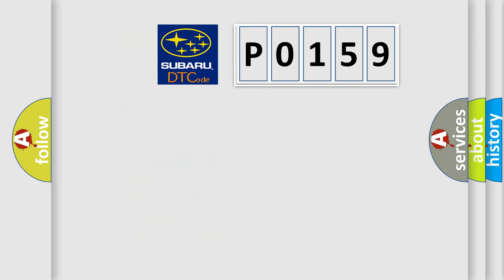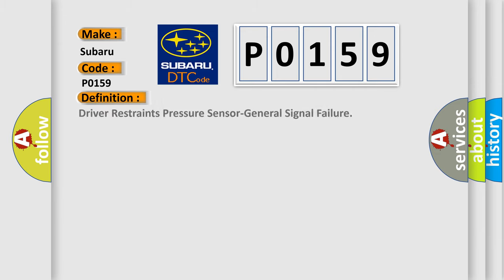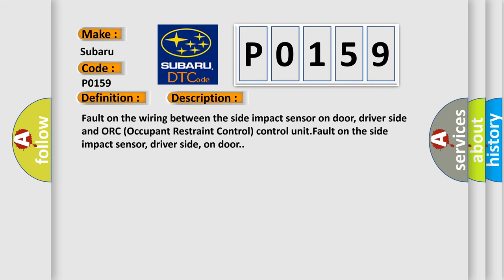So, what does the diagnostic trouble code P0159 specifically mean for Subaru vehicles? The basic definition is driver restraint pressure sensor general signal failure. And now this is a short description of this DTC code. Fault on the wiring between the side impact sensor on door, driver side, and/or occupant restraint control unit. Fault on the side impact sensor, driver side, on door.